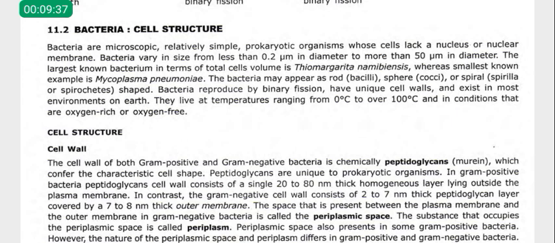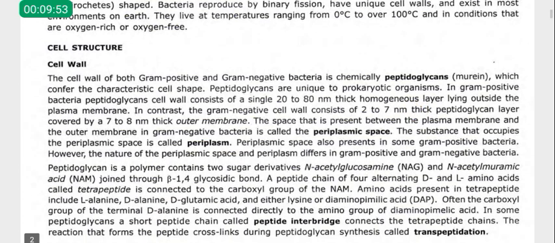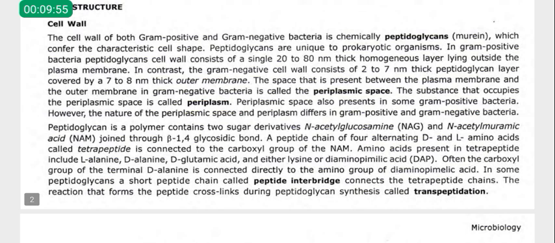Bacteria reproduce by binary fission, have unique cell walls, and exist in most environments on Earth. They live at temperatures ranging from 0 degrees Celsius to over 100 degrees Celsius in conditions that are oxygen rich or oxygen free. Cell structure, cell wall. The cell wall of both gram-positive and gram-negative bacteria is chemically peptidoglycan, murein, which confers the characteristic cell shape.